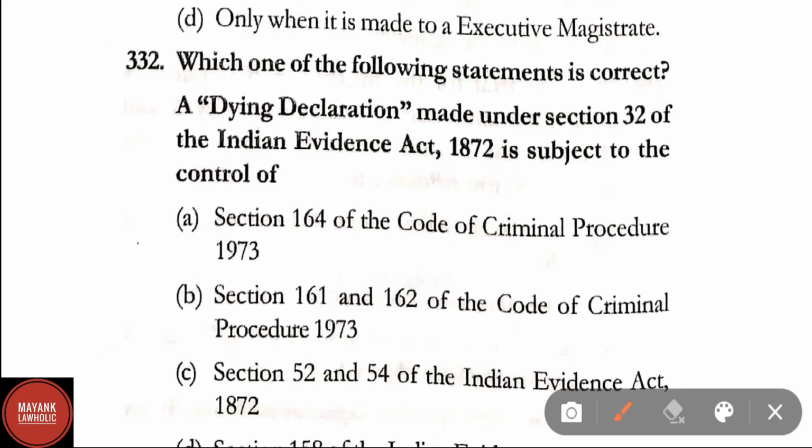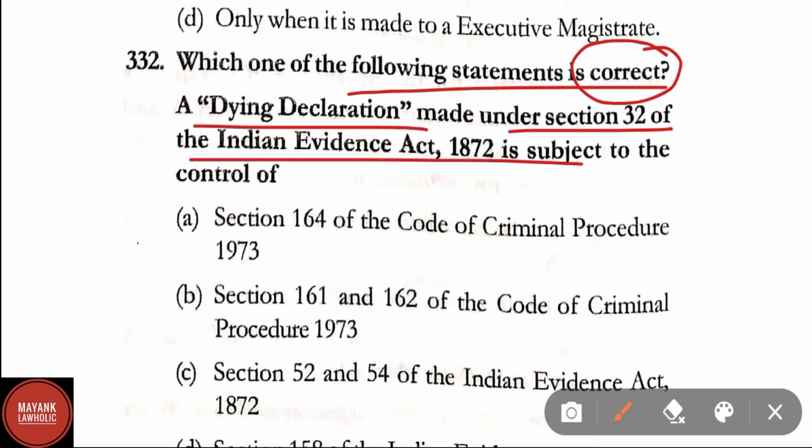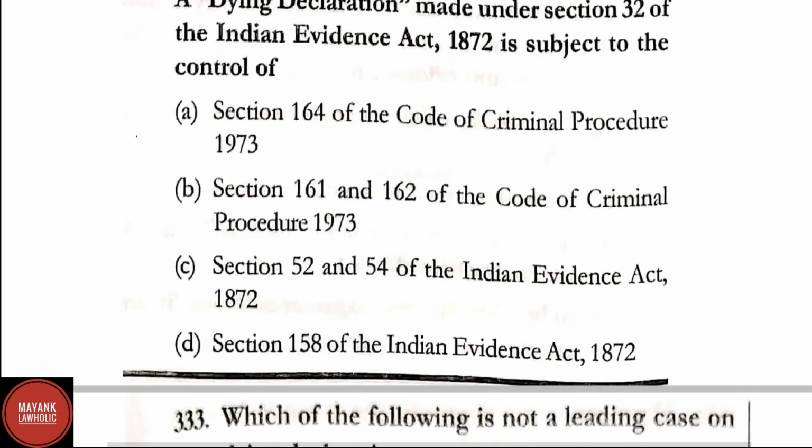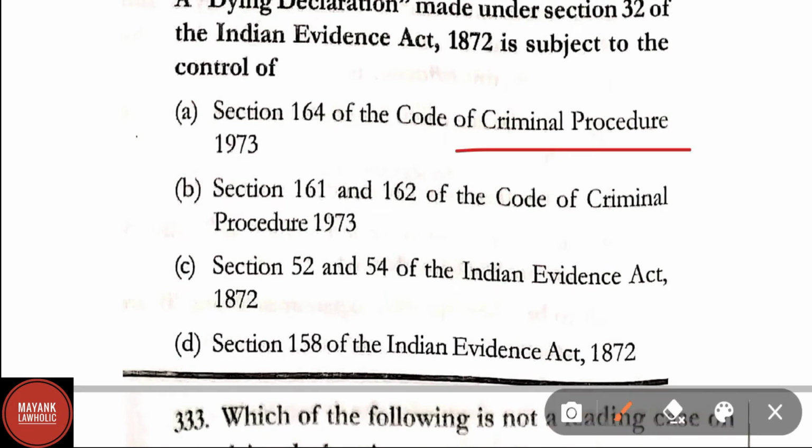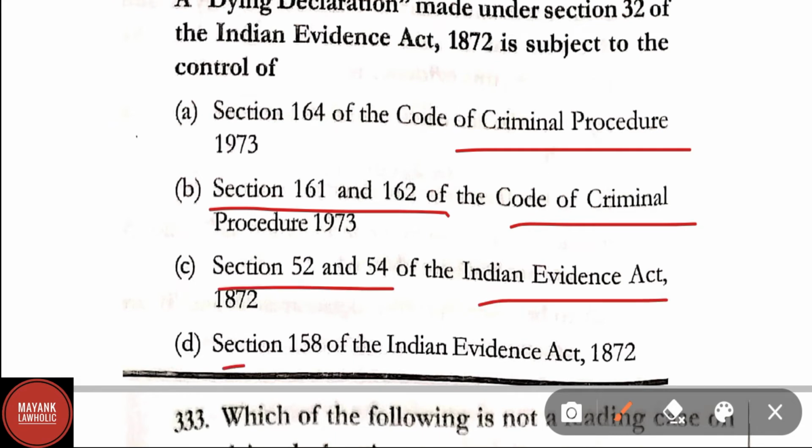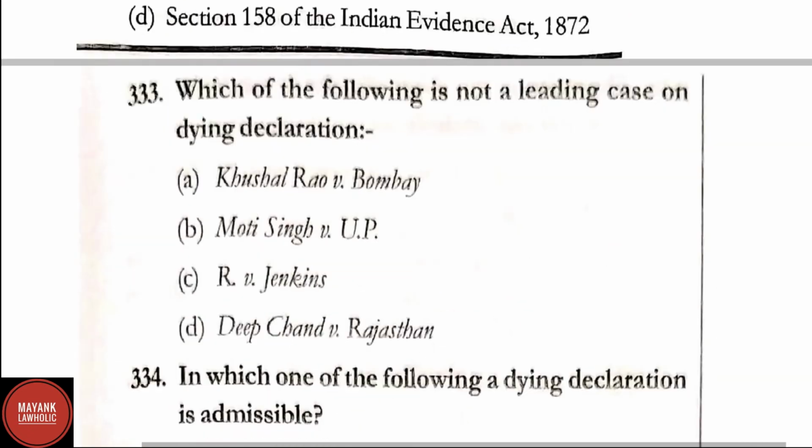Question number 332. Which one of the following statement is correct? Option A, a dying declaration made under section 32 of the Indian Evidence Act 1872 is subject to the control of section 164 of the CRPC. Option B, section 161 and 162 of the CRPC, section 52 and 54 of the Indian Evidence Act, and section 158 of the Indian Evidence Act. In question number 332, correct answer is option D, that is section 158 of the Indian Evidence Act.